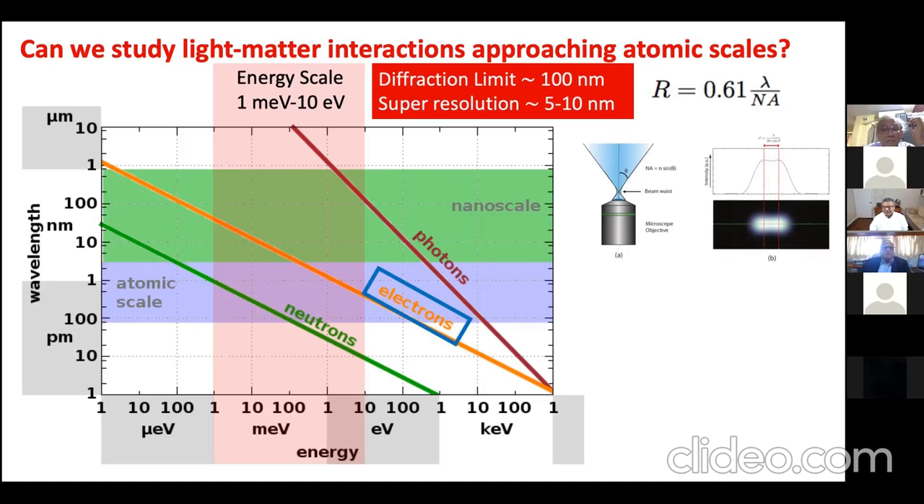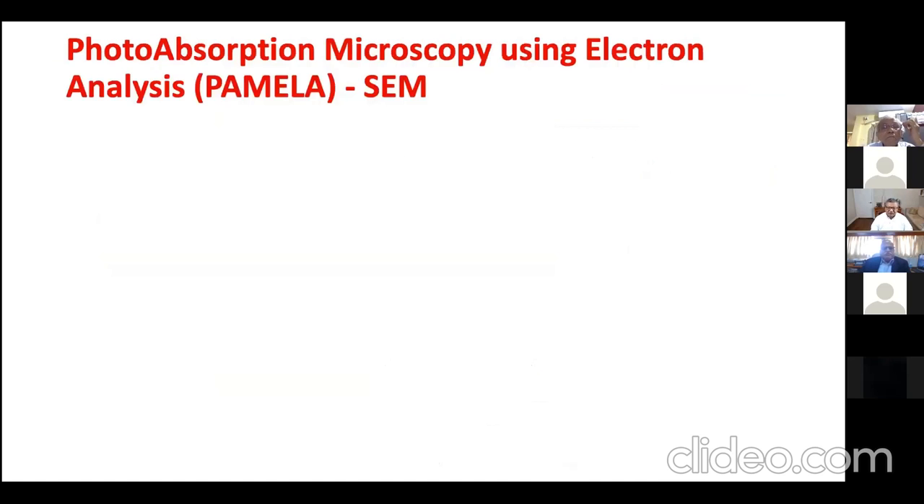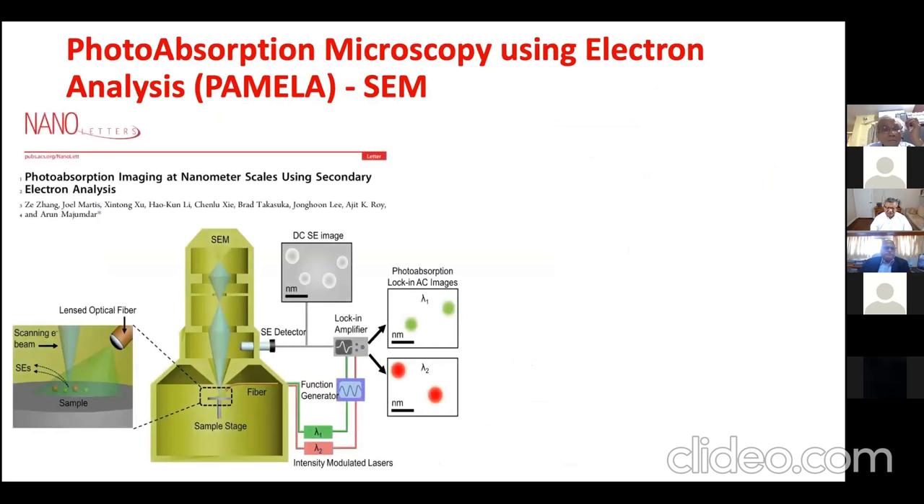The question we are asking now, and the approach we're taking, is: can we mix the two? And just to give you a very quick flavor, this is a paper that just came out last week on putting light inside a scanning electron microscope. In a scanning electron microscope, as many of you know, you have an electron beam that comes from the top, on the order of 5 kilo electron volts all the way to 30 kilo electron volts or so.